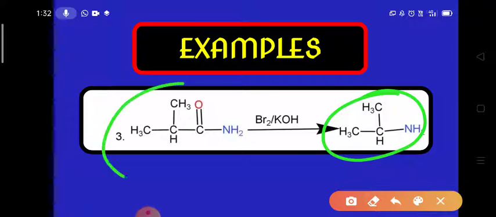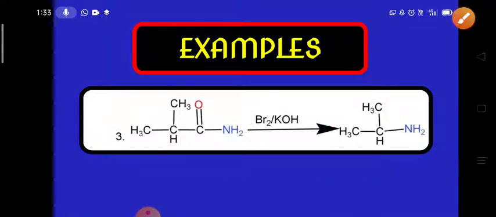And the IUPAC name of the starting compound is 2-methyl propionamide. So these are some examples related to the Hofmann bromamide reaction.